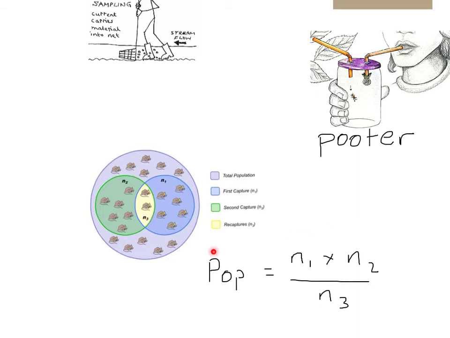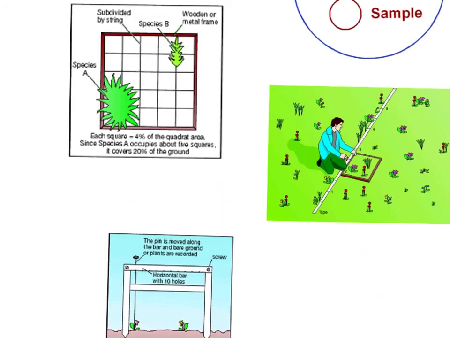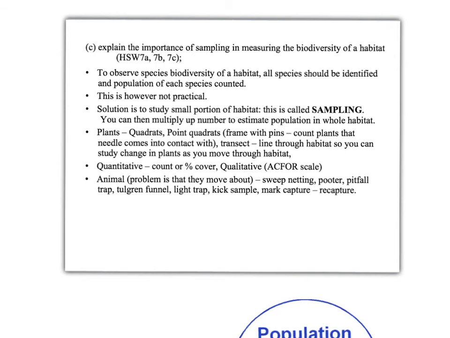So that's quite a long slide which covers quite a few ideas, but it's all to do with sampling. It looks at why we sample, because it would be impracticable to calculate populations in the whole population, or the number of different species in a particular area, so we use sampling. It talks us through a few ways of sampling plants, and it also talks us through a few ways of sampling animals. Moving to the next slide.